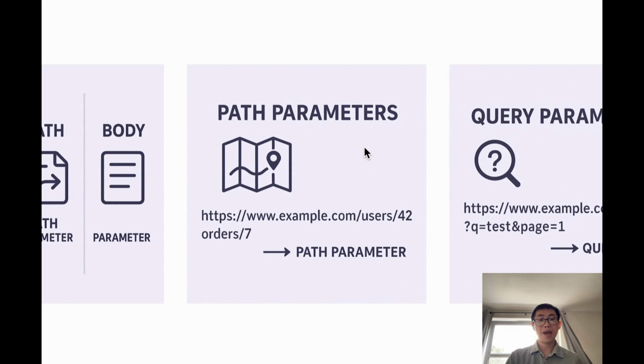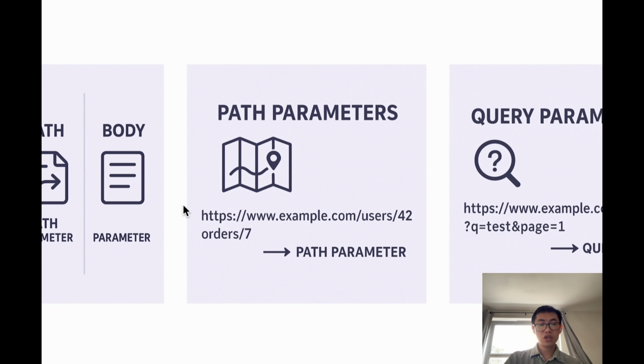First of all, we have the path parameters. If you have a look at this URL, this is what you see. You see 42, you see 70. So these are the path parameters. So what are they? Path parameters are the values indicated or defined by the user, and these values are integrated into the URL, directly into the URL.